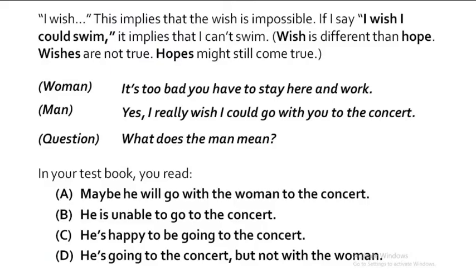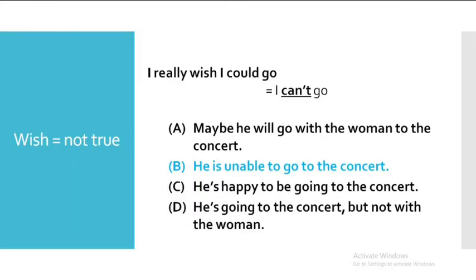Then, the next is about wishes. The word wish implies that the wish is impossible. Usually, the reality is the opposite of the wish. Look at the example. The man said he wished he could go. Because the wish is not true and the reality is the opposite, the answer is that he can't go. The answer is B. He is unable to go to the concert.